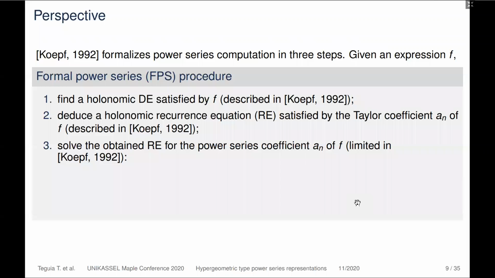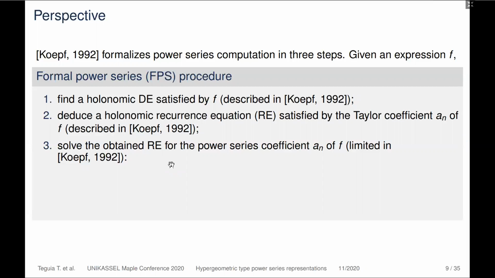The computation of power series was formalized in 1992 by Wolfram Koepf, and the algorithm follows three main steps. In the first step, when you have an expression f, you compute a holonomic differential equation satisfied by that expression. Then in the second step, you convert that differential equation into a recurrence equation for the Taylor coefficients, or the power series coefficients, of the given expression. And finally, you solve that recurrence equation.